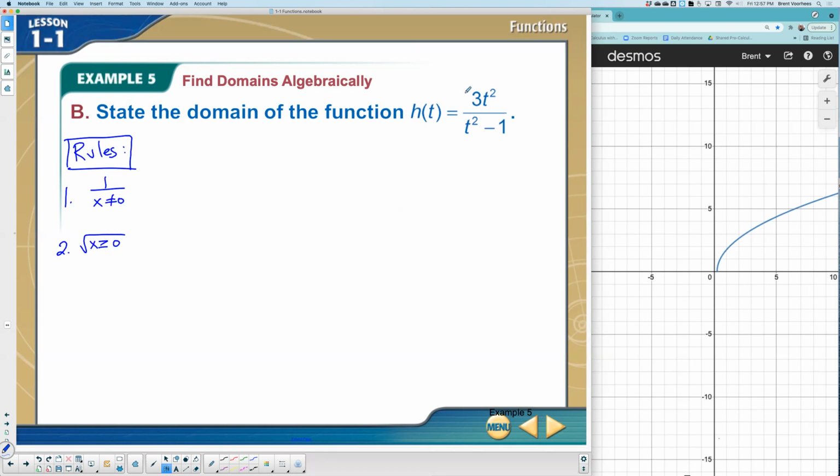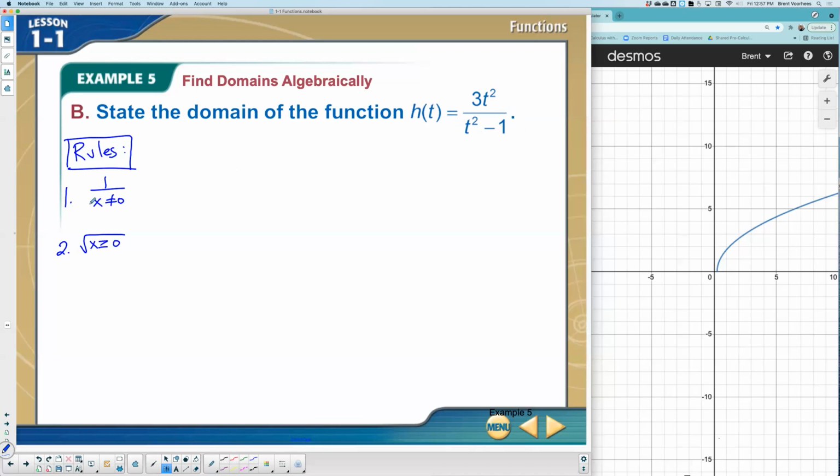Someone take a guess. It's a yes or no question. Is 3t squared doing the dividing? No. This will not change the domain. What will change the domain is the division portion. So I'm not going to pay attention to the 3t squared. I'm going to pay attention to the division.